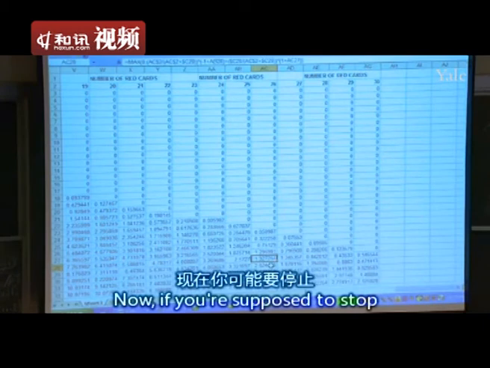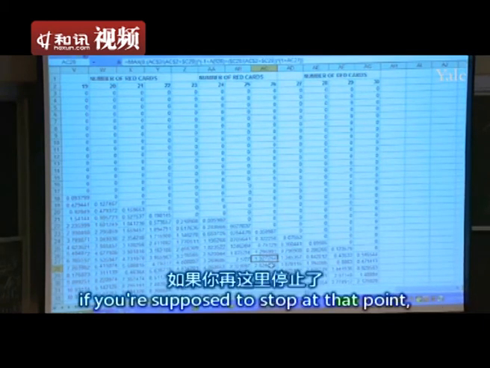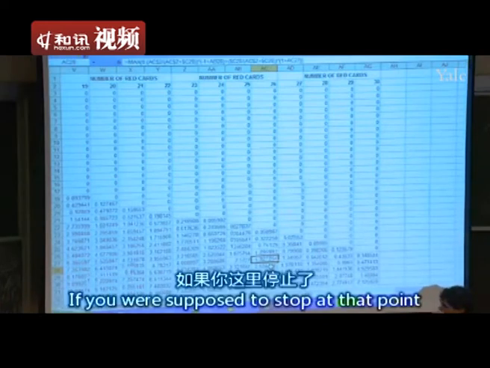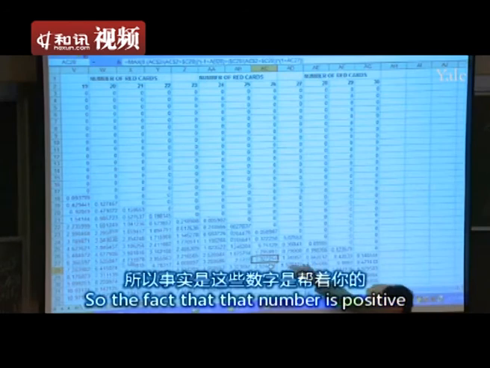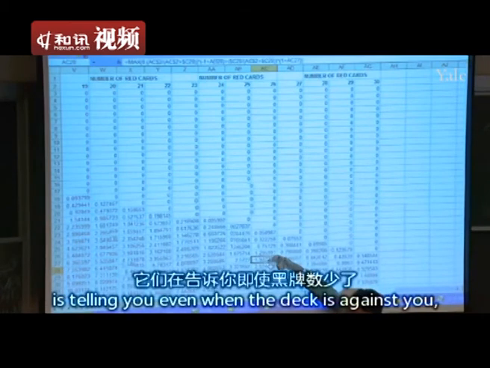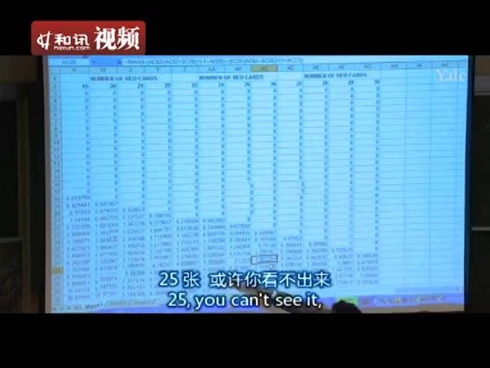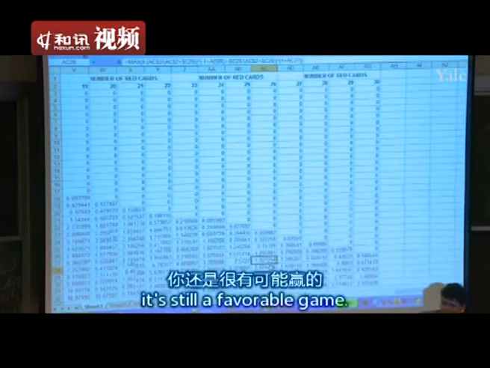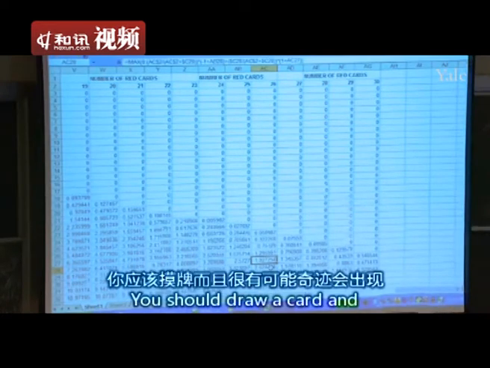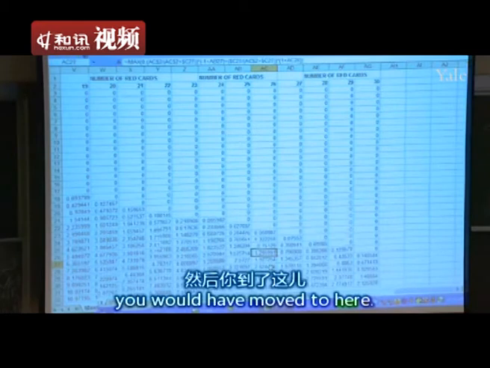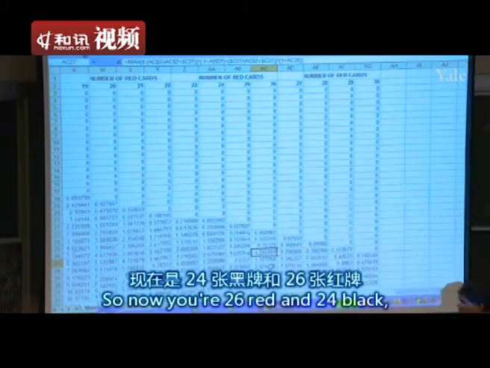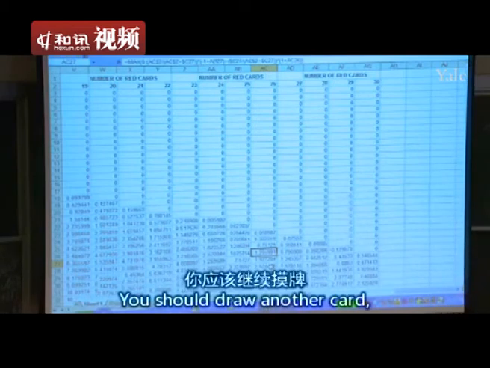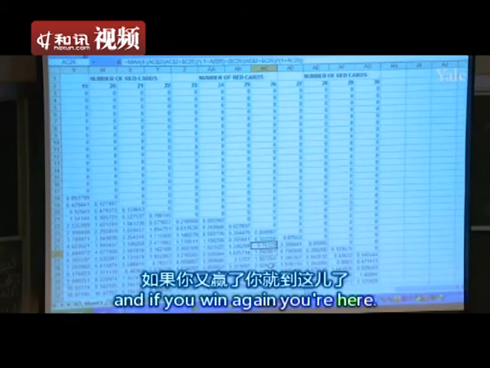Now, if you were supposed to stop at that point, you would have had value 0. So the fact that that number is positive is telling you, even when the deck is against you, 25 blacks and still 26 reds, it's still a favorable game. You should draw a card. And if by some miracle you won $1, you would have moved to here. So now you're 26 red and 24 black, but the game is still favorable. You should draw another card. Okay, and if you win again, you're here.